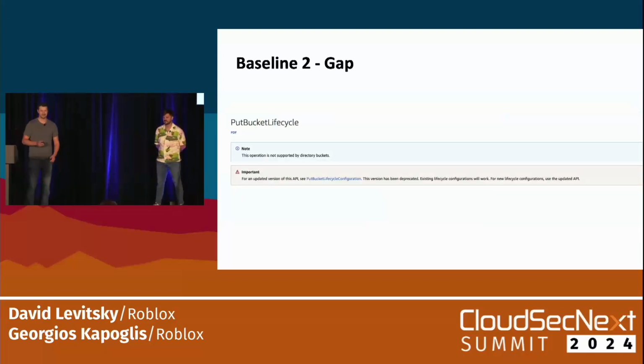As Lydia also mentioned, APIs change all the time. Here's a screenshot of the documentation. Might be a little bit hard to see, but in that red box it says, for an updated version of this API, which is the put bucket lifecycle API, you want to use the put bucket lifecycle configuration API. So same API, just the word configuration got added to the end of it. And this previous version has been deprecated, but is still supported for pre-existing infrastructure.